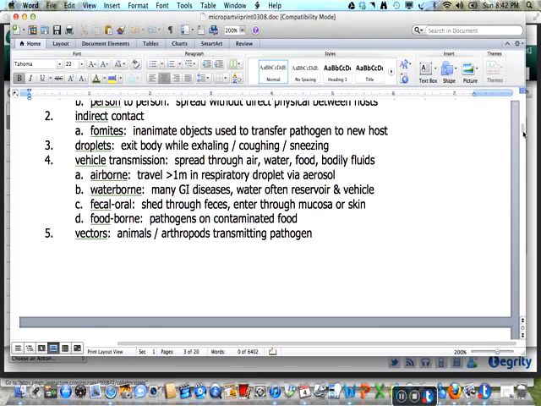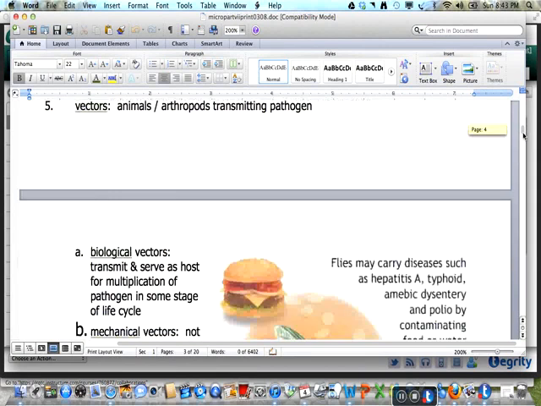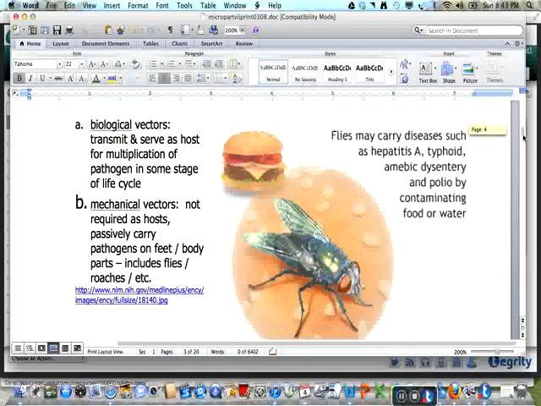Foodborne transmission involves pathogens present in contaminated food. Vector transmission is spread through animals or arthropods transmitting pathogens, often through bites. A biological vector transmits the pathogen and serves as a host for multiplication of the pathogen in some stage of the life cycle. Mechanical vectors are not required as hosts. They passively carry the pathogens on their feet or body parts. These include flies, roaches, and other similar organisms.